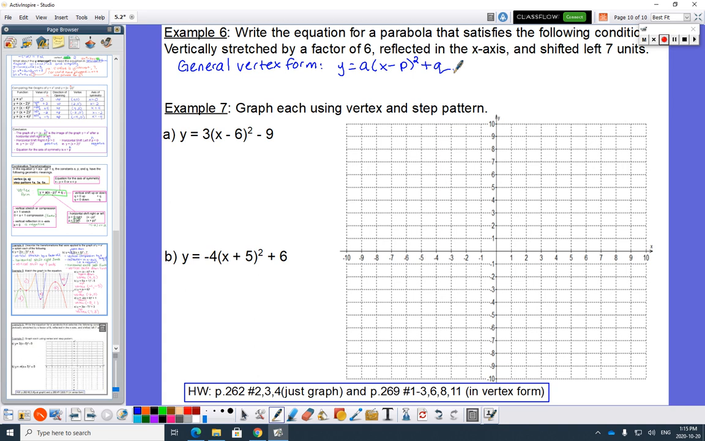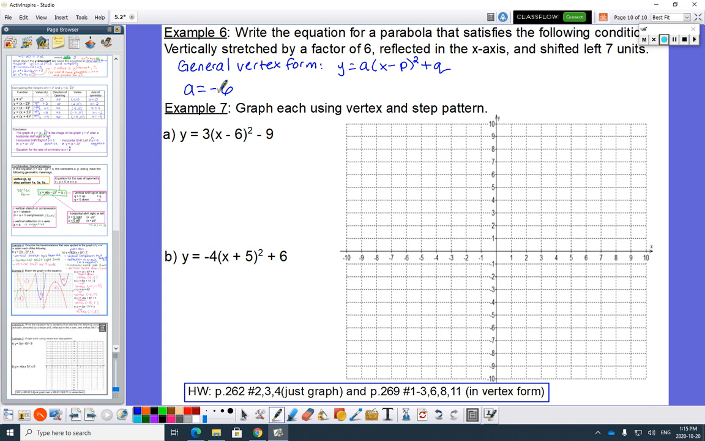So vertically stretched by a factor of 6, that means the A is 6. Reflected in the x-axis, what does that mean? About the A value. Positive or negative? Kylie. Negative. And then it says shifted left 7 units.